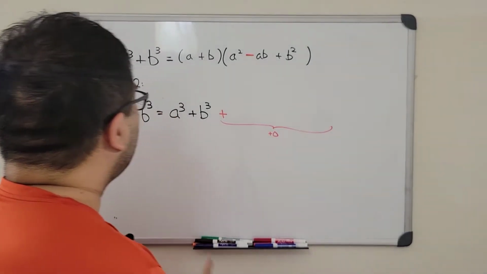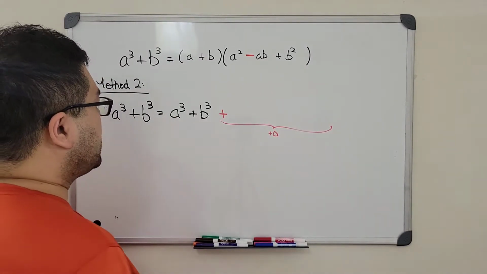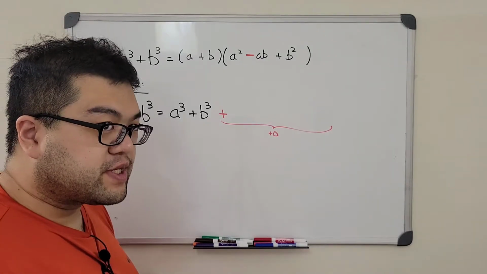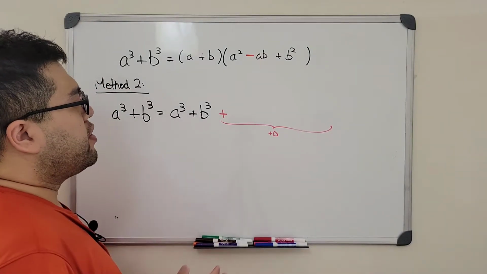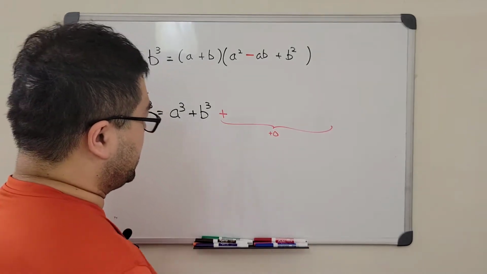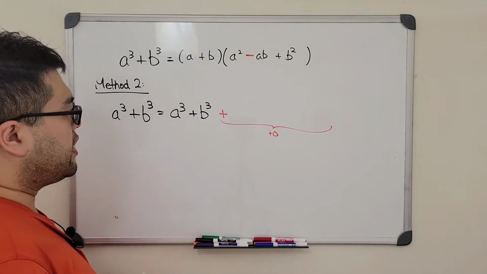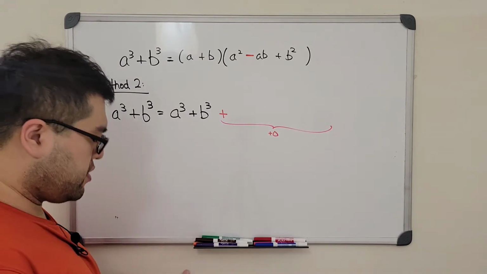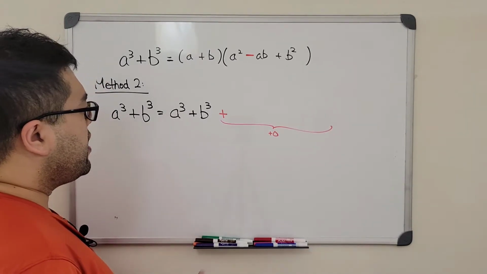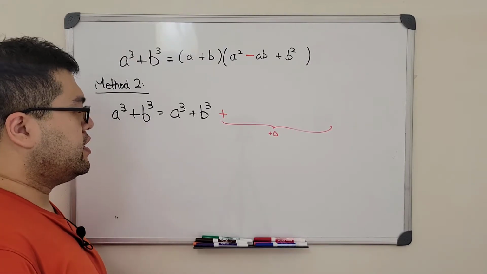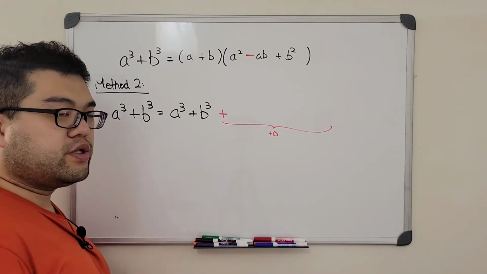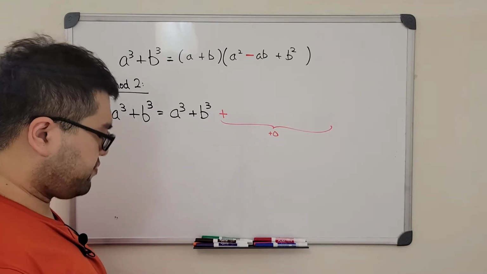Okay, so for the second method, we're actually trying to do something that is very similar, meaning we're going to add some fancy zero in our expression, and then we'll be able to manipulate and try to get the same result back. So this time, how are we supposed to add a zero in our expression? This is what we're going to do.